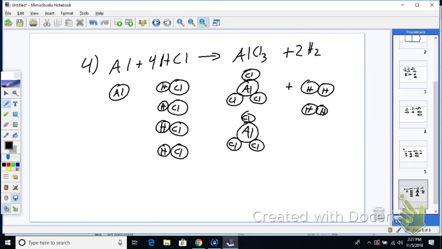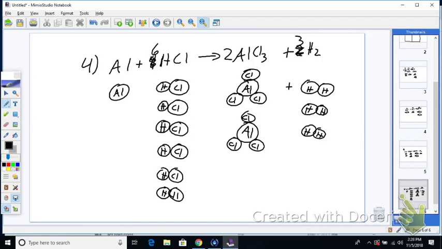So then I got 6 chlorines there. So I put a 2 here. Now I have to have 2 more of these. So then this becomes 6. Well, over here I have 6, and I got 4 hydrogens. I need another one of these, right? So then this becomes 3.